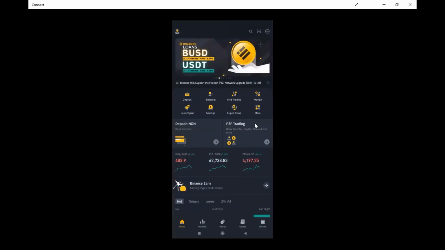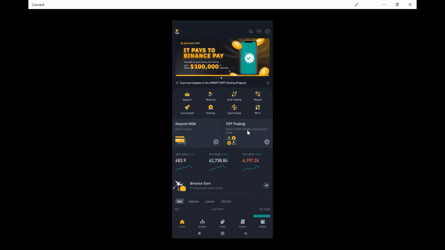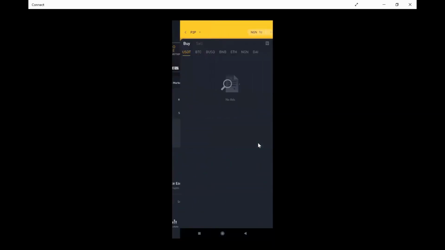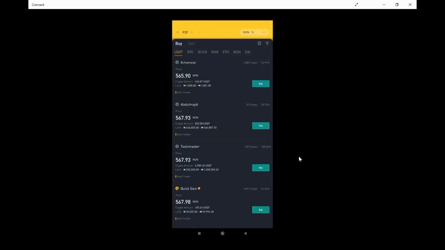So without much further ado, let's bump into the Binance P2P trading platform. This is what it looks like. Now, first things first, why are we doing Binance P2P? What's P2P? P2P is peer-to-peer trade, from person to person. That's plainly what it means, two people trading. Now, why are we using P2P?